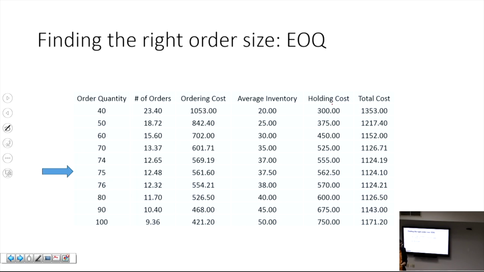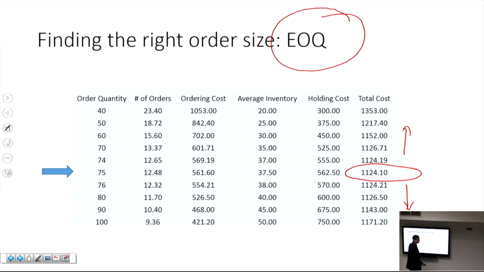So here is some work to show you that. Here are different order sizes, and as you can see, the order size of 75 gives you the lowest total cost for the entire year. You order any less than 75, your cost goes up. You order any more than 75, your costs go up, right? So increasing cost if you order less, increasing cost if you order more. 75 is the best order size, and that is what we refer to as the economic order quantity, EOQ.